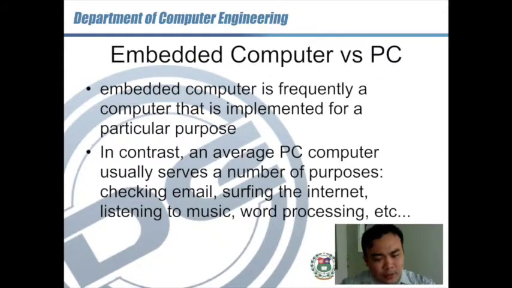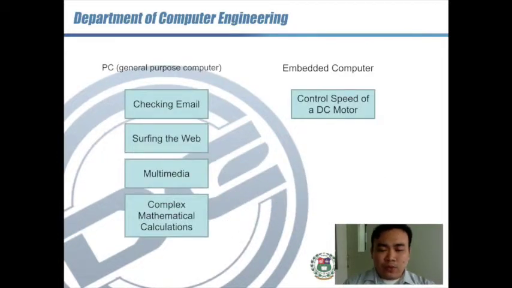Now, an embedded computer is implemented for a particular purpose, while a PC is multi-purpose. It can do a lot of stuff. It can do a lot of work. So, for example, checking email, surfing the web, listening to music, doing word processing, or perhaps like what I'm doing, recording the screen and of course my voice. Now, let's look at what an embedded computer could do versus what a PC could do. On the left side, you could do all those things, but an embedded computer could only be, for example, controlling the speed of a DC motor.